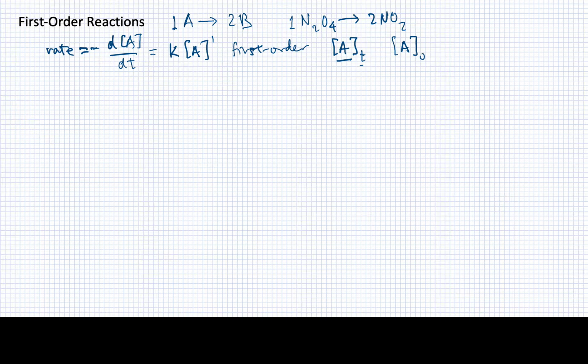Now I'm also going to make another substitution just so that my math looks a little bit easier to follow. I'm going to substitute x for the concentration of A, so x of t is equal to this quantity. Similarly, x of 0 is the initial concentration, and I can basically substitute x in any time I see a concentration like this. So now I can write this rate law as minus dx/dt is equal to a rate constant times x raised to the first power.